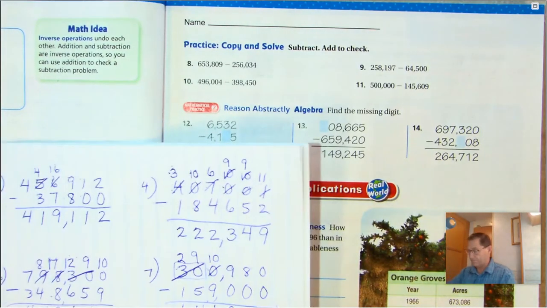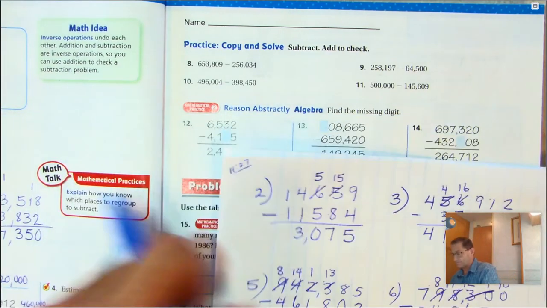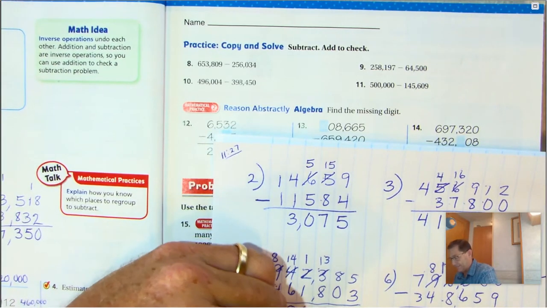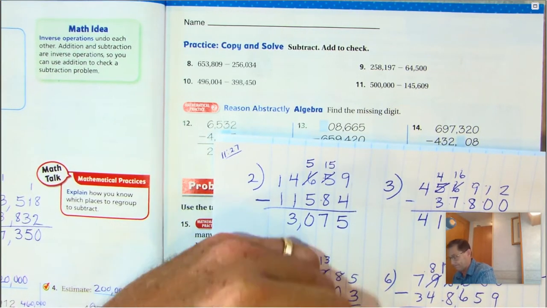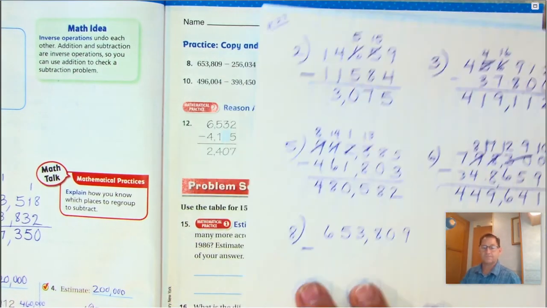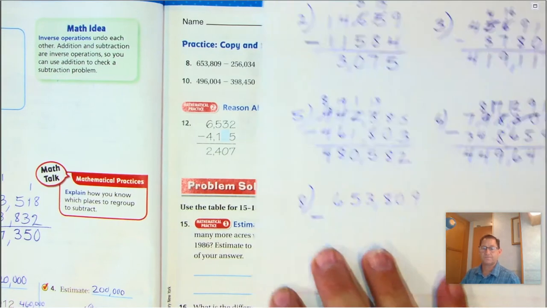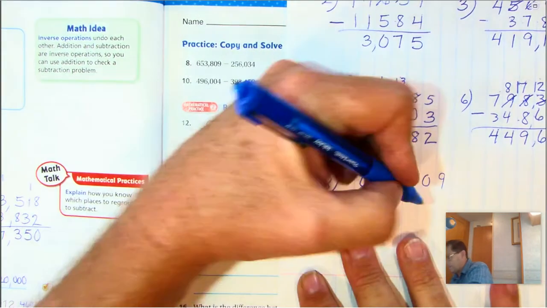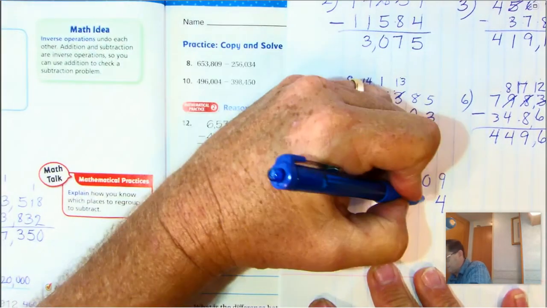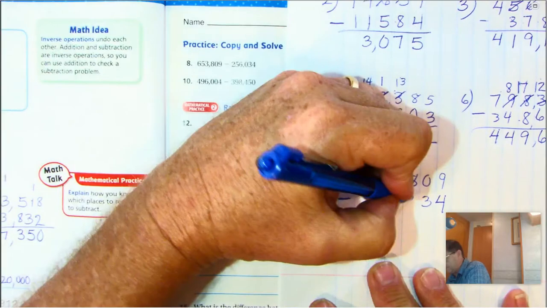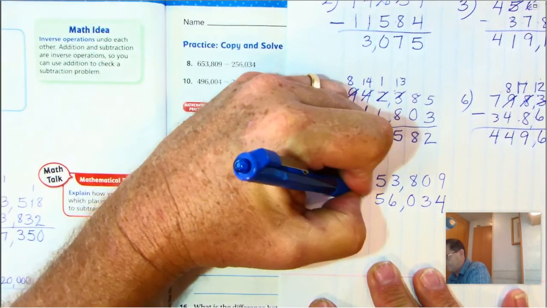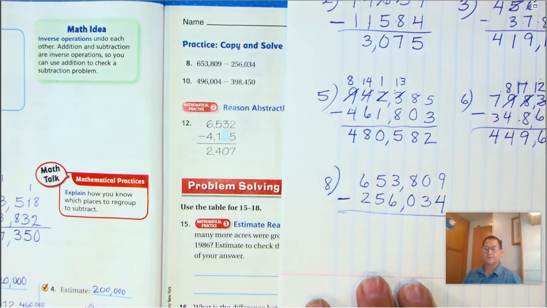All right, so number 8. It says subtract and add to check this time. Okay. So I'm going to copy the first value. And then remember, we want to line up the place value of the second number right to left, starting with the ones. All right, so place values are all lined up.